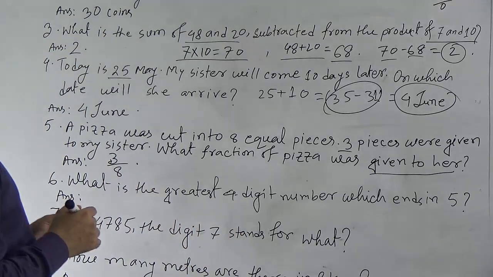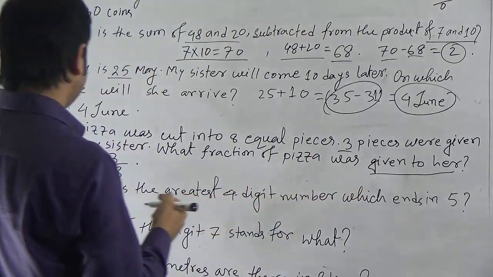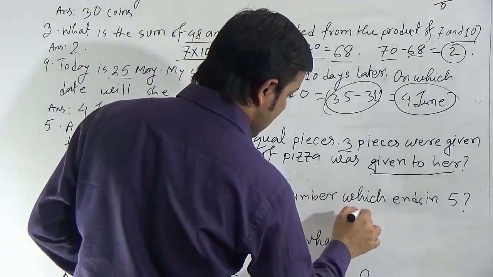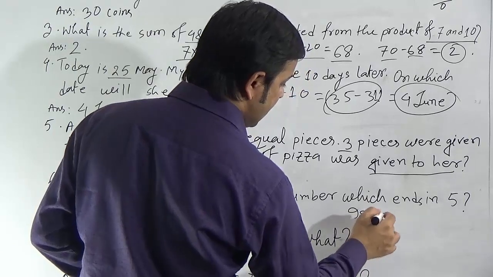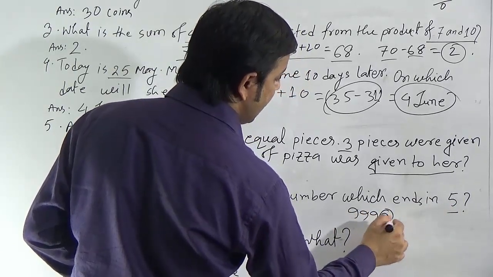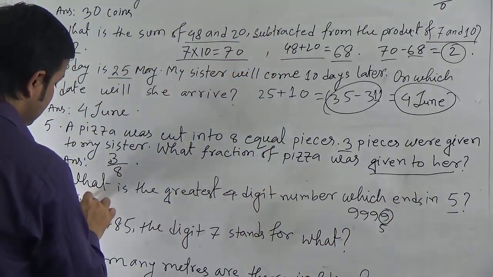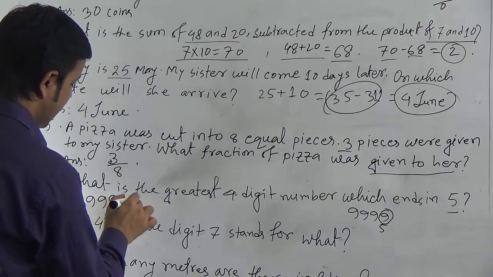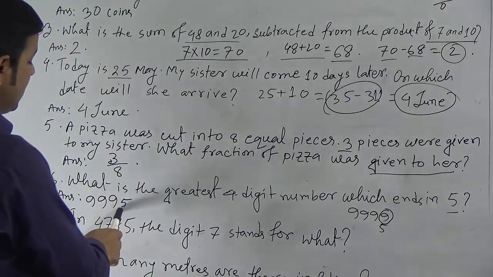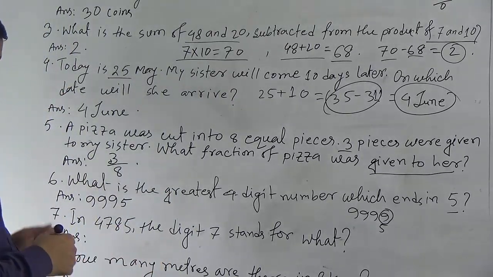Now question 6. What is the greatest 4-digit number which ends in 5? Dear students, you know greatest 4-digit number is 9999. But the last digit should be 5 as the number ends with 5. So our required answer is 9995 as the number ends with 5. It means that ones place will be 5. Now go to the next question 7.